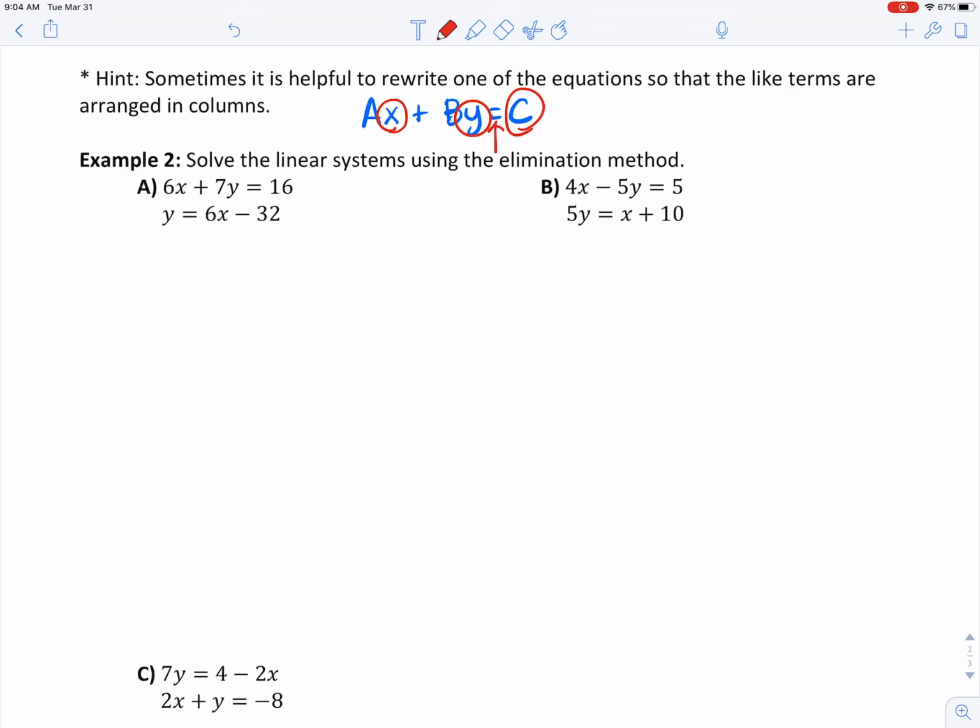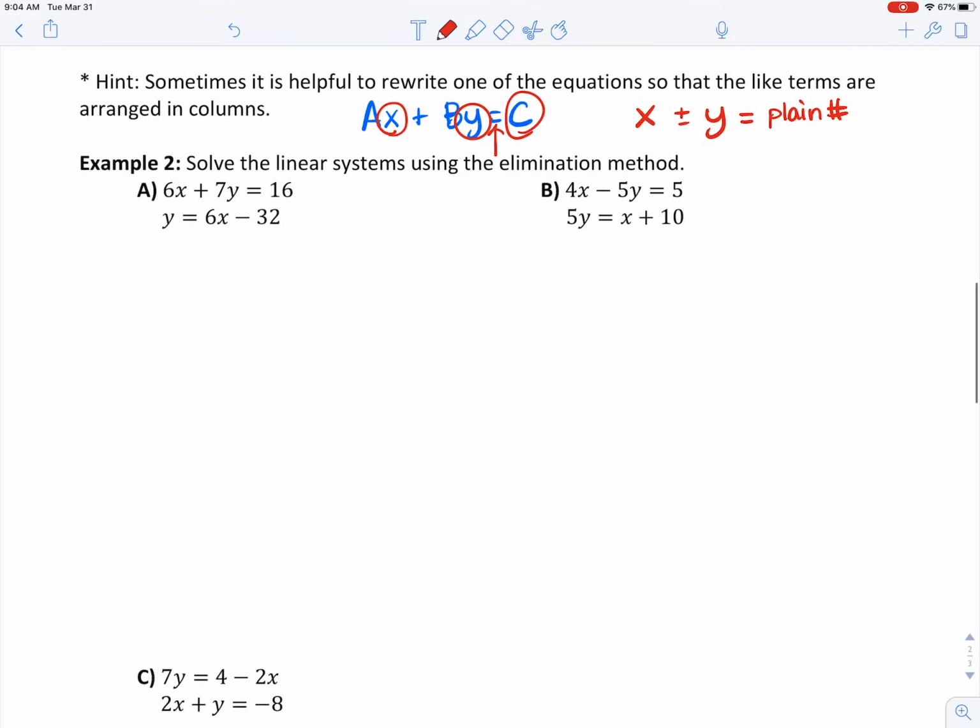Okay? So if it helps you, you could even write x, then plus or minus the y, equals, and then the constant, or you could write the plain numbers. Yep. So that's really what we're talking about. So why is this helpful? Well, in example 2, it says solve the linear system using elimination.